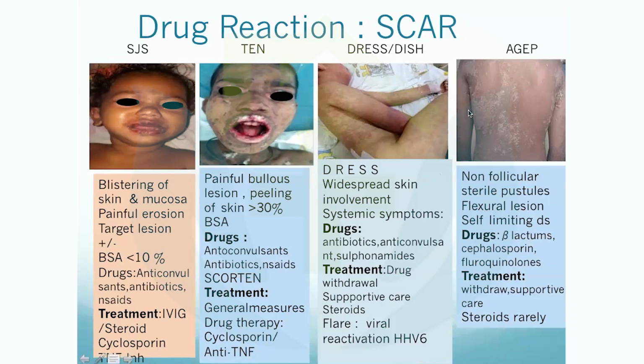And in acute generalized exanthematous pustulosis, usually the patient presents with pustular lesions over flexural areas. Cephalosporins and fluoroquinolones are mostly responsible for these lesions. Treatment is usually withdrawal of the drug and supportive treatment. Steroids are very rarely used for this condition.